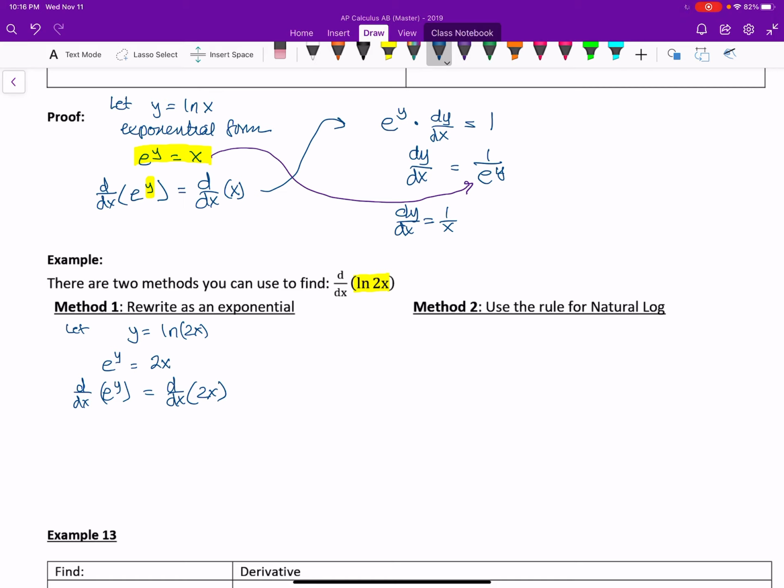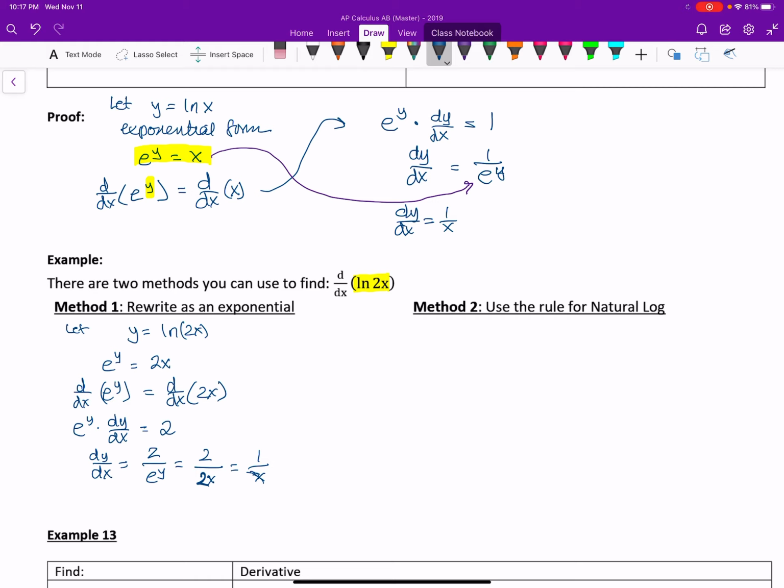On the left-hand side, I get e to the y times, using the chain rule, dy dx. I have to remember to take the derivative of the exponent. And then on the right-hand side, I just get the number 2. So then we get dy dx is equal to 2 over e to the y. But e to the y was equal to 2x. So that's going to equal 1 over x. Not negative there, 1 over x.